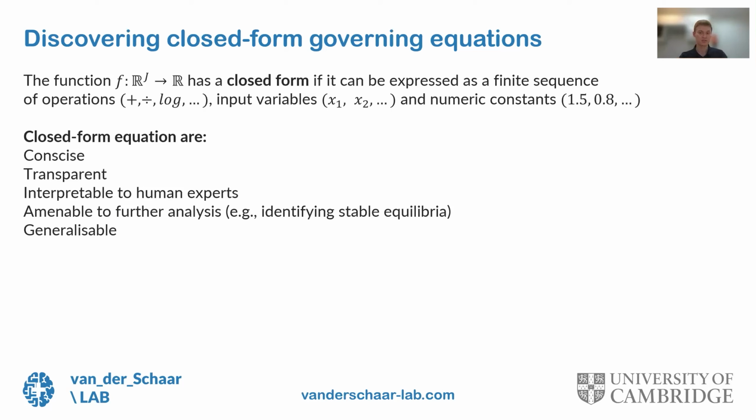So equations that are expressed as a finite sequence of some allowed operations, input variables, and numeric constants. They have many benefits over the standard machine learning models like neural networks because they are concise, transparent, interpretable, and what's very important, can be further analyzed by human experts. Also, as physics has shown us multiple times, this kind of equations usually have a very strong ability to generalize outside their initial domain.